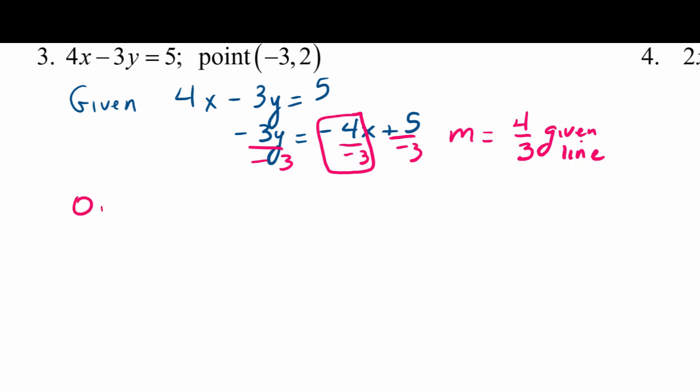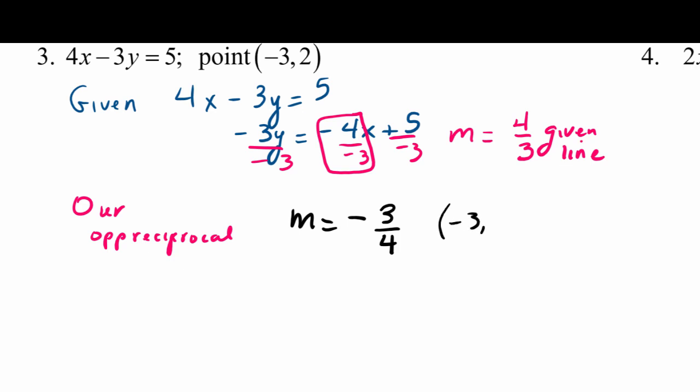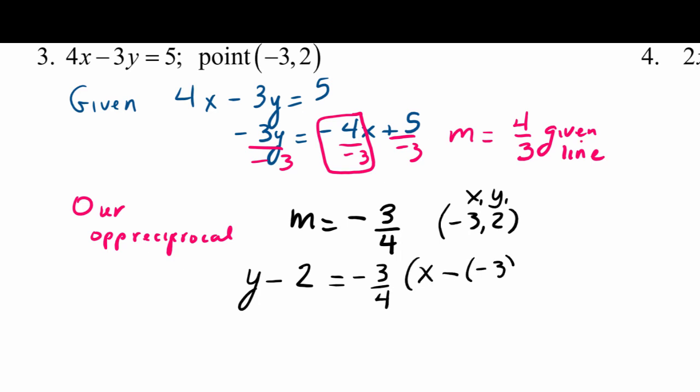For our line, we need the opposite reciprocal. So we are going to use a negative slope, and then we're going to take the reciprocal of 4/3, which makes it a -3/4. And then we're going to use our point -3, 2 as our x1, y1. And here we are in our point-slope form. We'll take y minus y1, y minus 2 equals -3/4 times x minus x1, which is a -3.